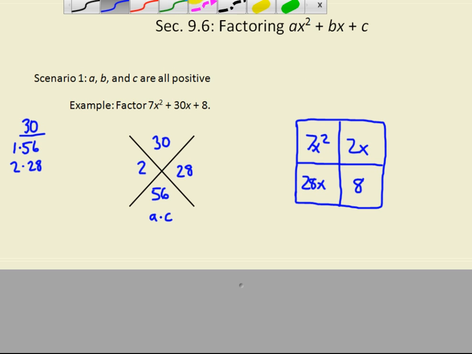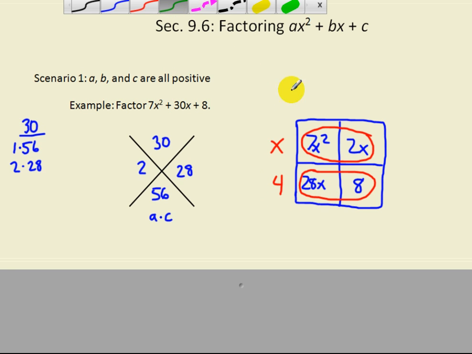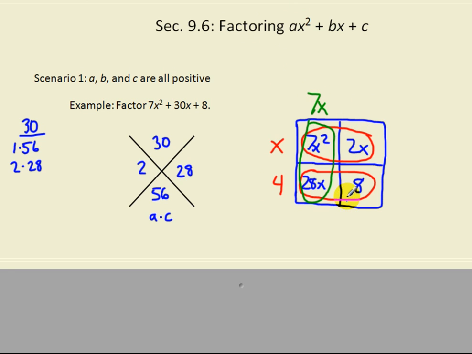Okay, now the trick is to look across the rows and factor out the greatest common factor in each row. So with 7x squared and 2x, the greatest common factor is x. And with 28x and 8, the greatest common factor for those two terms is 4. Okay, now we look at the columns. So looking at 7x squared and 28x, the greatest common factor, the most that we can factor out of those two terms is 7x. And then for 2x and 8, the greatest common factor is 2. And now we have the two binomials that will give us that trinomial.